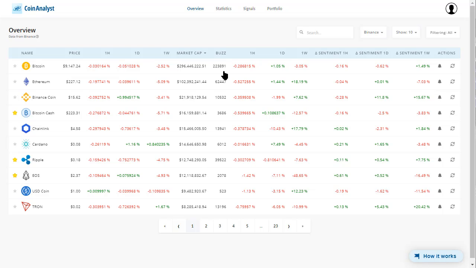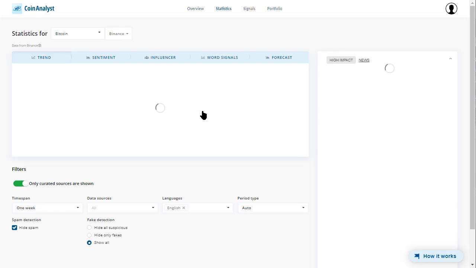So if you are holding Bitcoin for, let's say, several months, then you see here in the weekly sentiment it's more positive. That means in the long run maybe it's not such a good time to sell, but if you are more into buying or selling daily, you see the red numbers here, so maybe it could be a good time to sell your Bitcoin. So let's click here.